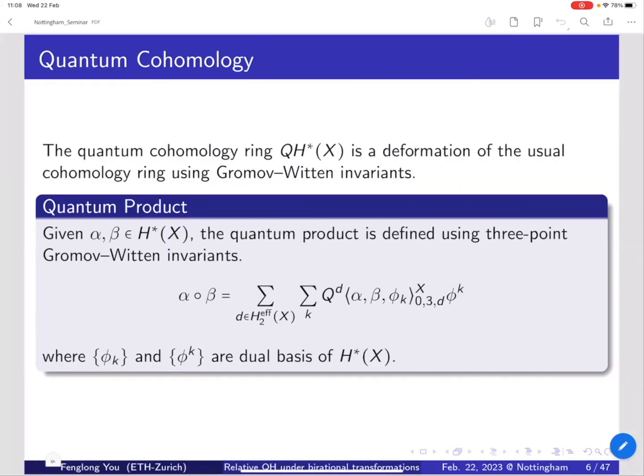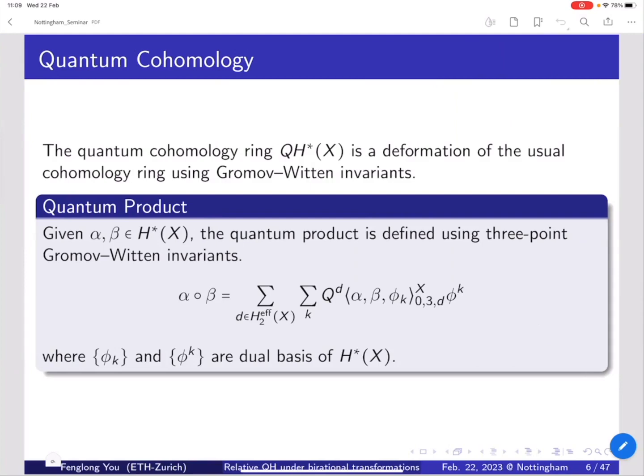One important property of Gromov-Witten theory is that it defines a quantum cohomology ring. It's written like this here, and it's a deformation of the usual cohomology ring using Gromov-Witten invariants. Instead of the cup product, we have something called the quantum product, which is defined using 3-point genus zero Gromov-Witten invariants. So the quantum product is written like this. When d is 0, then we just get the usual cup product. So the quantum product is the usual cup product plus some extra terms that are given by Gromov-Witten invariants. So it's a deformation of the usual cohomology ring using Gromov-Witten invariants.